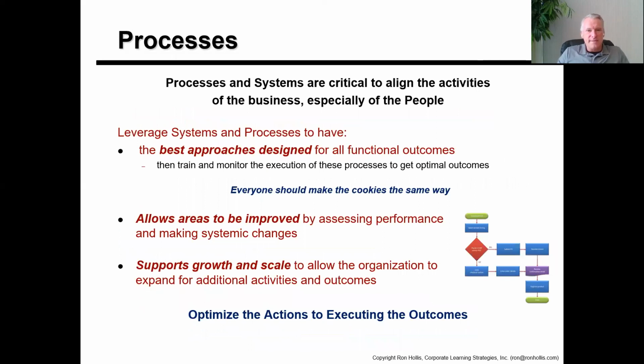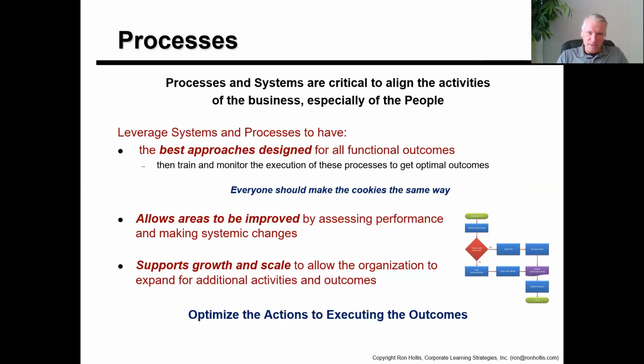Processes. Processes and systems are critical to align the activities of the business, especially the people. They let us know what to do. So you want to leverage the systems and processes for a few things. This is how you drive that efficiency and the consistent operation of your function, is that you design the best approaches for the functional outcome. So you take what's worked great and say, why don't we just keep doing what worked great over and over and over? And then we know that we're going to get great outcomes. Makes a lot of sense. Very few people argue with that. Very few people also do that.